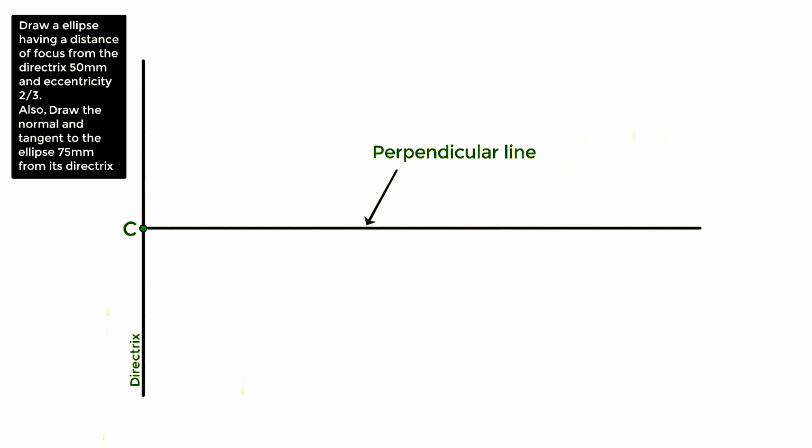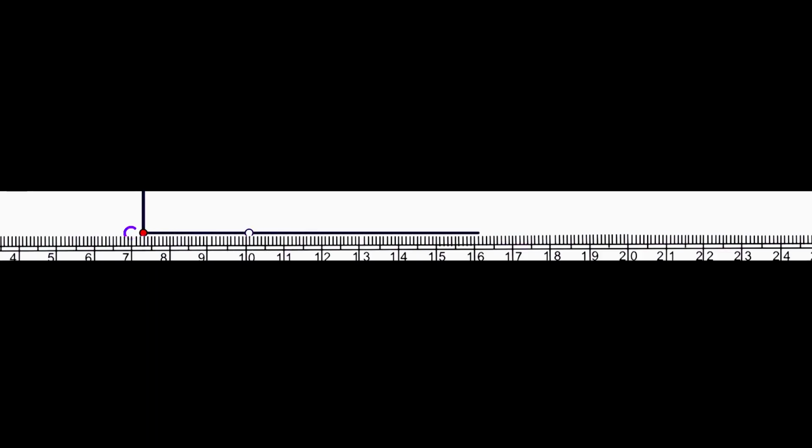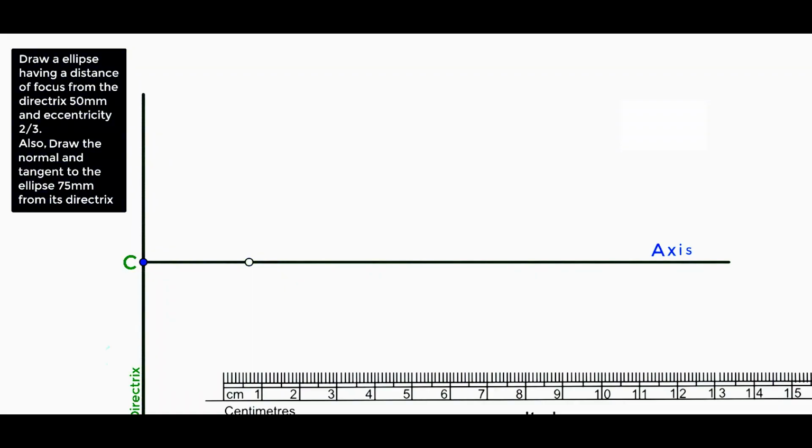First, we have to draw a directrix, which is just a vertical line, which can be of any length, and mark a point on this directrix, and we will name it C. After this, we have to draw a perpendicular line to this directrix, which will be our axis for the ellipse. To draw this axis, we will take a protector and mark 90 degrees. And by taking this point as a reference, we will draw a line from point C. Next, mark a point on the axis at 50 mm away from the directrix, and name this point as F, and it will be the focus of an ellipse.